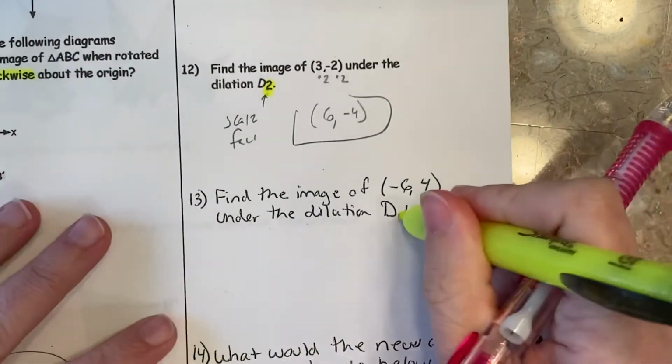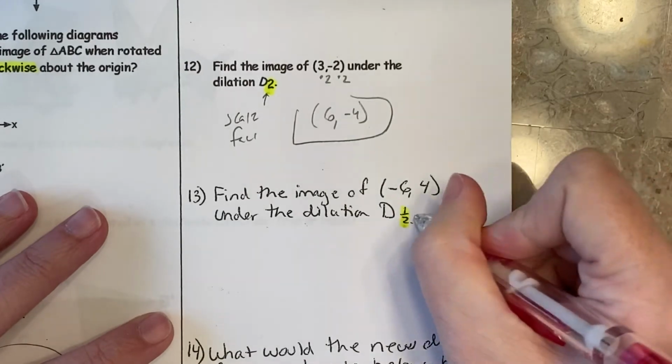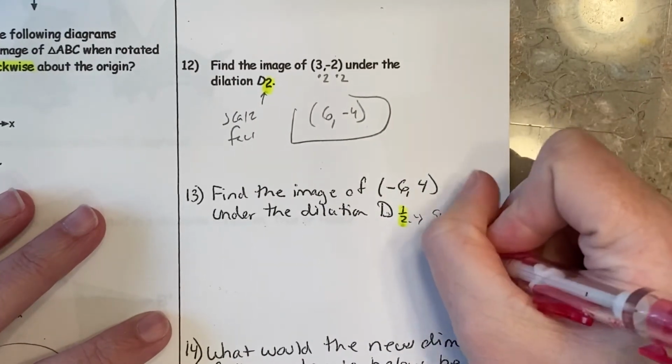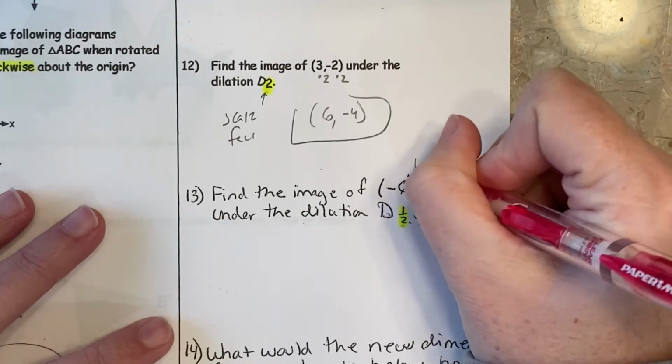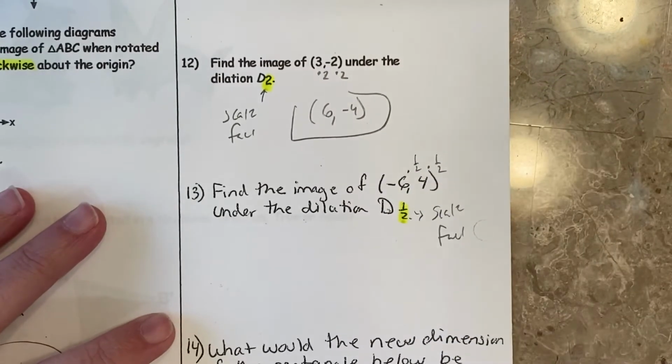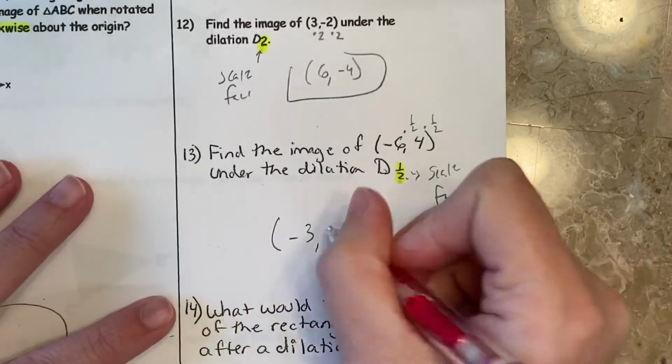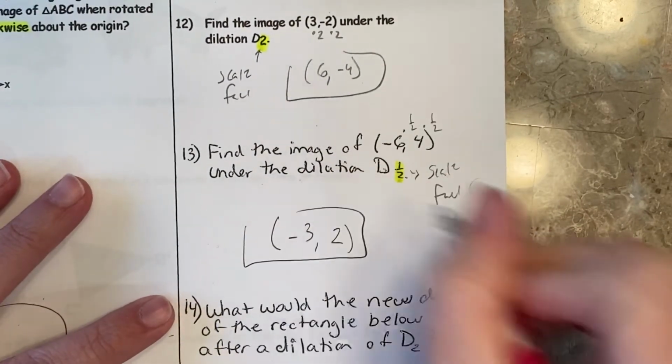Again, here's another scale factor question. So multiply. Remember, the D for dilation means to multiply. So for the scale factor, you're going to multiply this by 1/2 and multiply this by 1/2. Okay, so what's half of -6? I believe that's -3. What's half of 4? And that is 2.